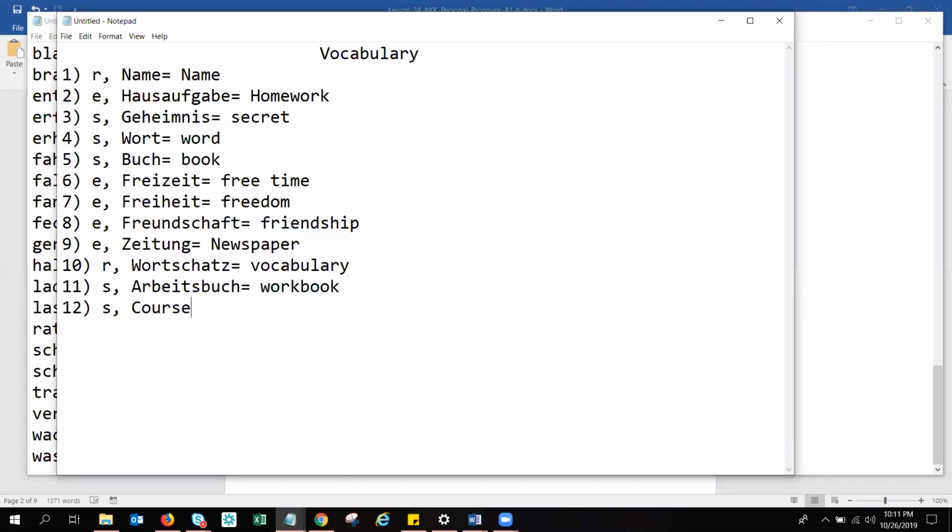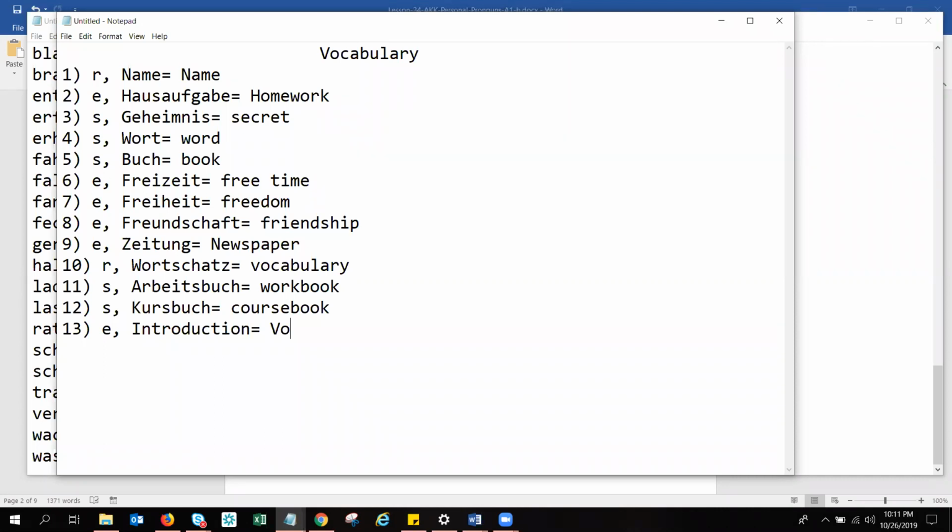If it is course book, that means course book is something where we are learning every topic, and workbook is something where we are practicing those topics. Okay, then we have this word introduction. If it is a noun, introduction is Vorstellung. Vorstellen means to introduce, the verb, and if it is Vorstellung, it is a noun.